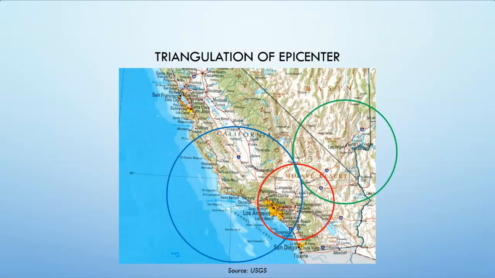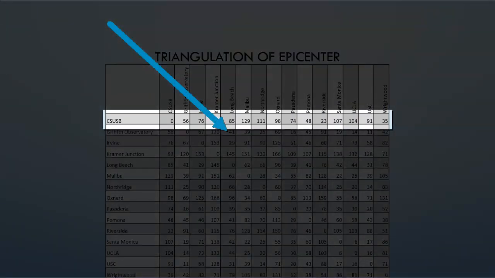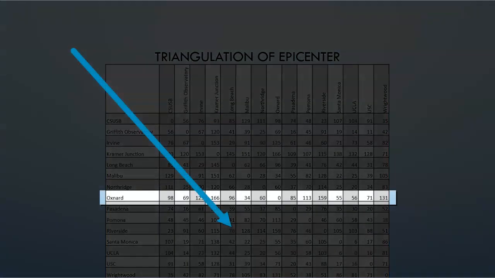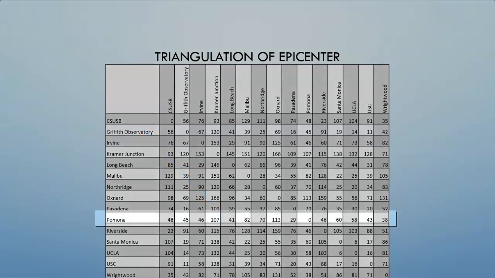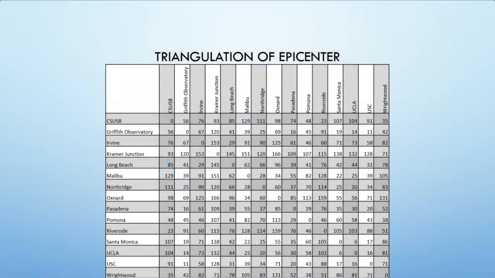Because I didn't send you home with a compass to make circles around seismic stations, you'll be using the data to determine the epicenter of the earthquake. For instance, after an earthquake, CSUSB, found on the left side of the table, calculated that they were 76 kilometers from the epicenter. Oxnard calculated that they were 125 kilometers from the epicenter. And Pomona, my fair city, is located 46 kilometers from the epicenter. All that data points to Irvine being the epicenter of the earthquake. You will be doing this with the data I give you in the activity.